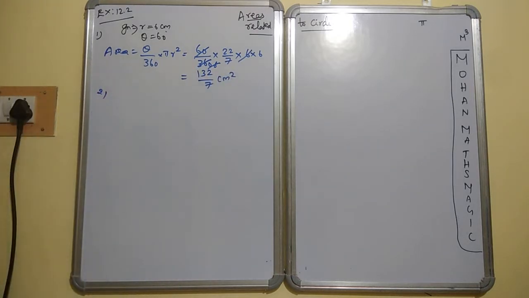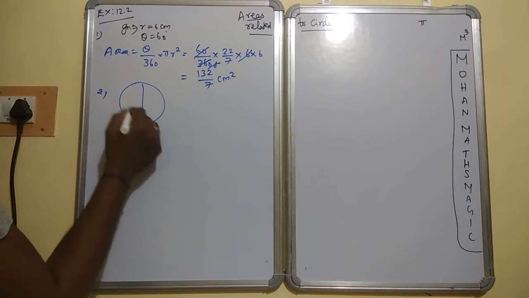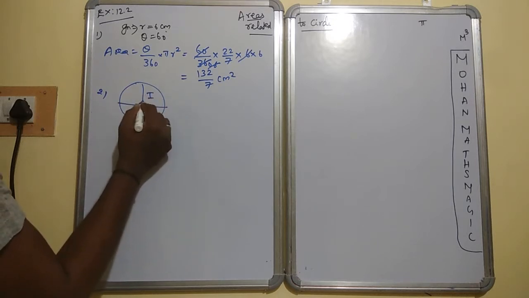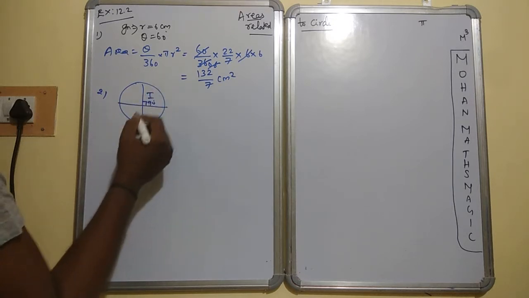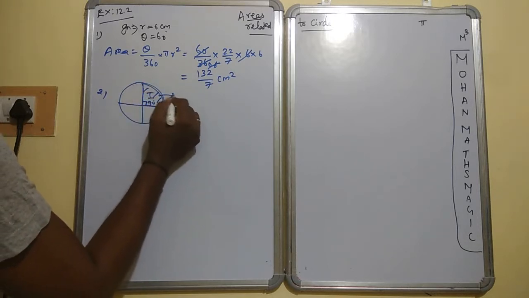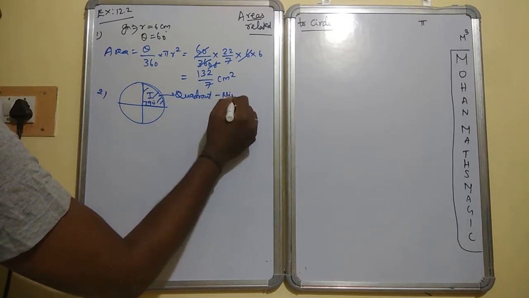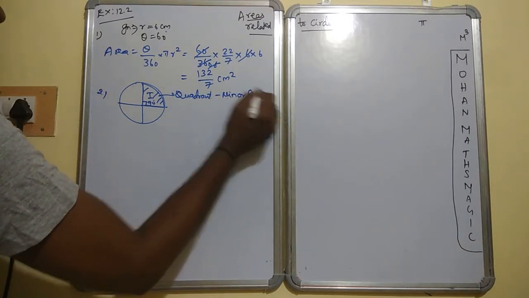Second question. Find the area of a quadrant. So what is meant by quadrant? One-fourth of the circle is said to be a quadrant. So this is said to be a quadrant. For a quadrant, the theta value is 90 degree. This portion is the sector, quadrant, or otherwise called the minor sector. Okay? So what is given?